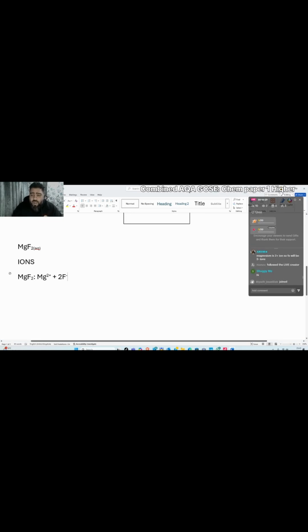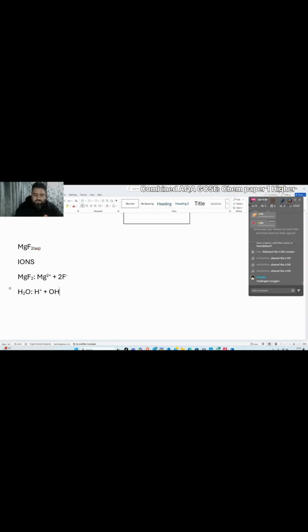Now, what else must we consider? We need to consider water. Why? Because it's an aqueous solution. And what does water always split up into? Hydrogen ions and hydroxide ions, right? That's what it splits up into.